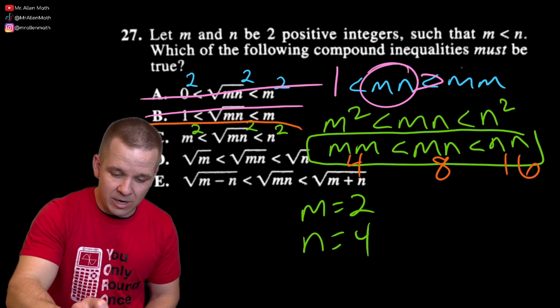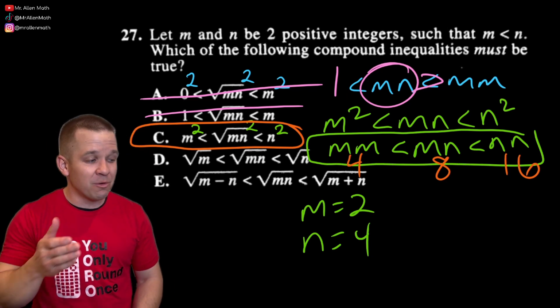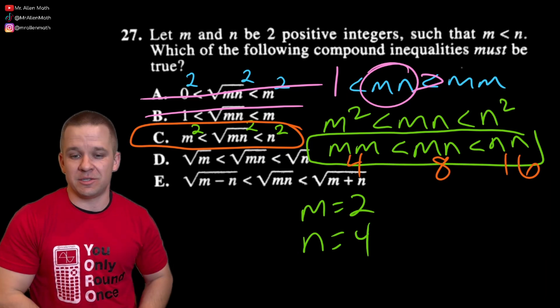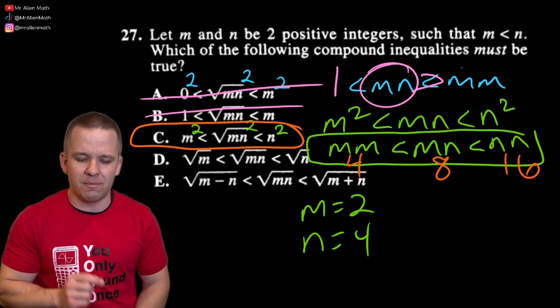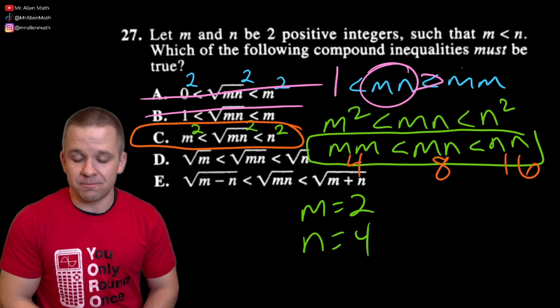So choice C is what I am going with here, guys. That is a tricky one, but I think squaring everything, getting rid of those square roots, makes it a little bit easier to see what the heck is going on with that one. But definitely a tough problem. If you get stumped on it, don't feel bad. Take your best educated guess, and then move on.